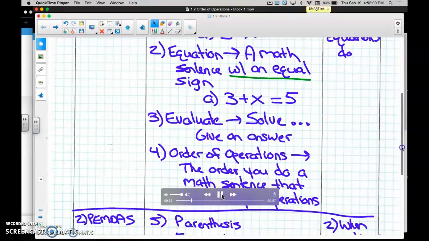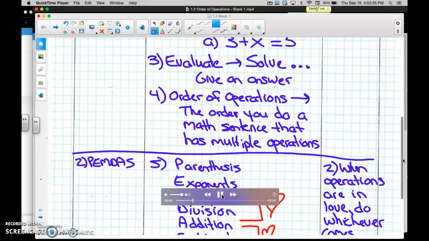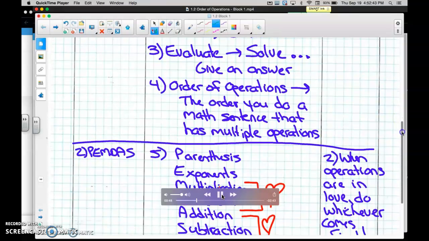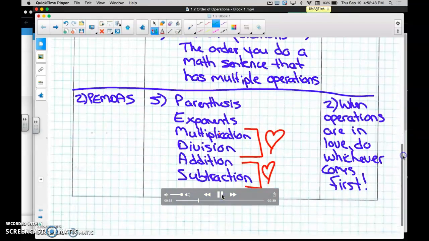Give an answer, right? And then the last one, order of operations, would be, everybody on the count of three, please read the definition. 1, 2, 3. All right, we got to work on our secrecy there, but that's okay. So the order in which you do things. PEMDAS is our order of operations.